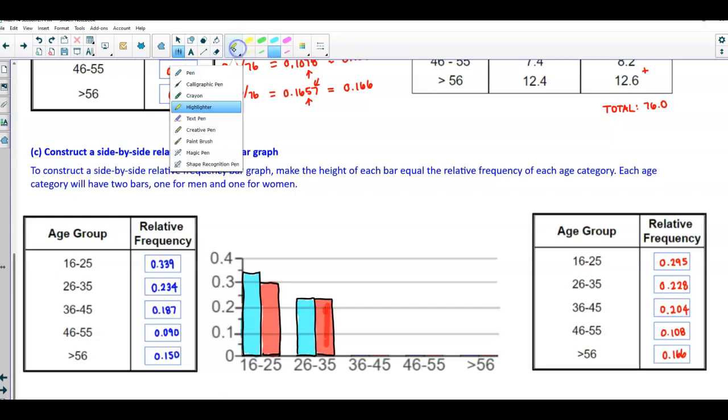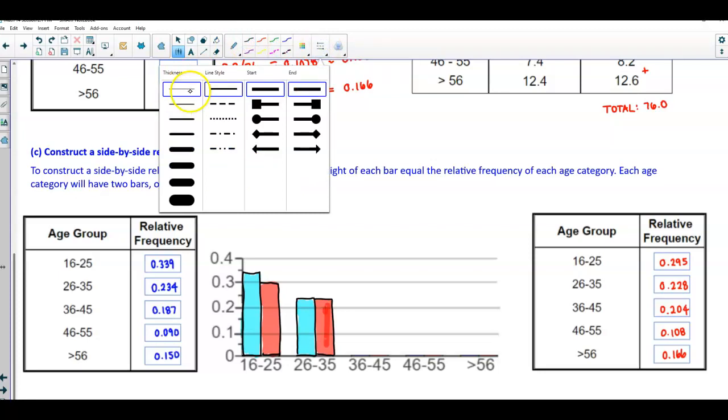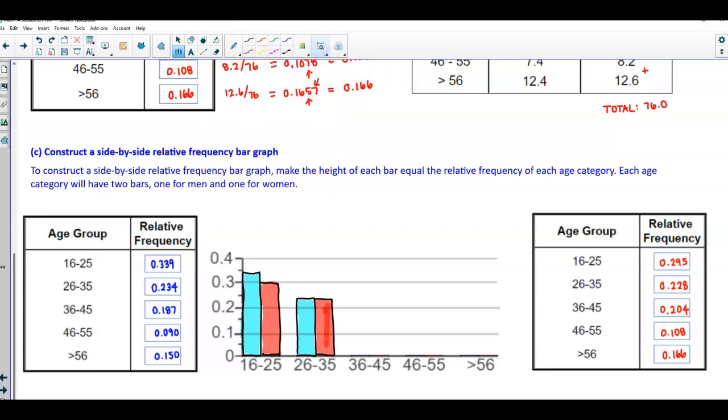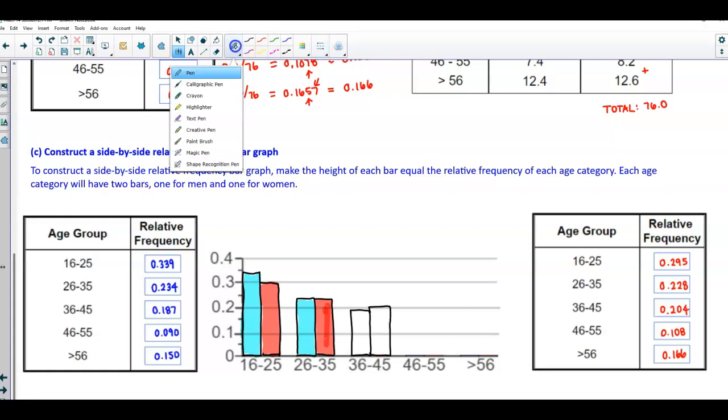Okay, next, we now want to do the next age group, which is 36 to 45, with 0.187, so it's approximately 0.19. So it's really close to 0.2. So there is 0.2. And then for the females in the age group 36 to 45, it's 0.204. So that's going to be up here, and that's going to represent the female group. So let's go ahead and fill that in.